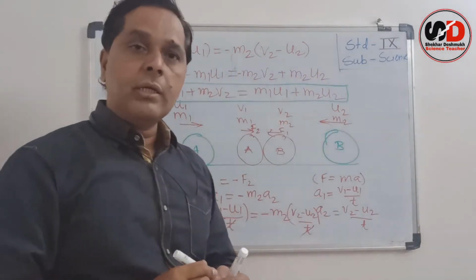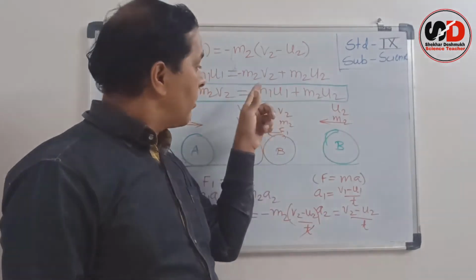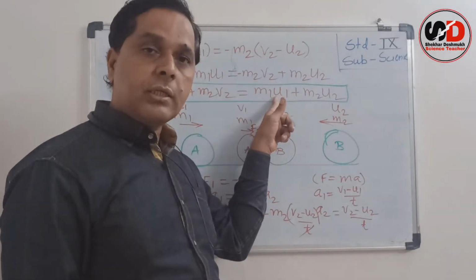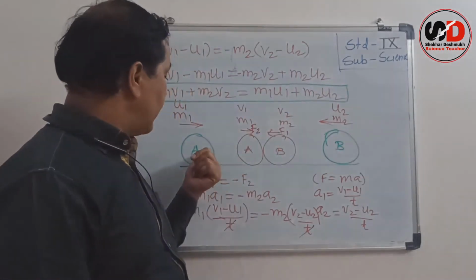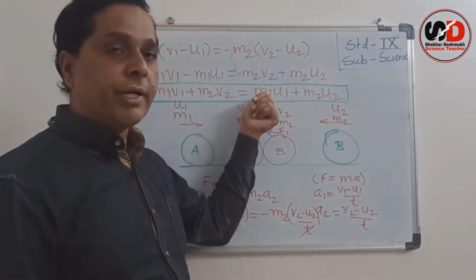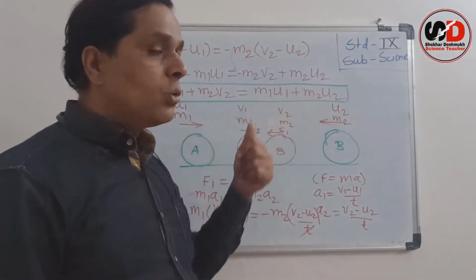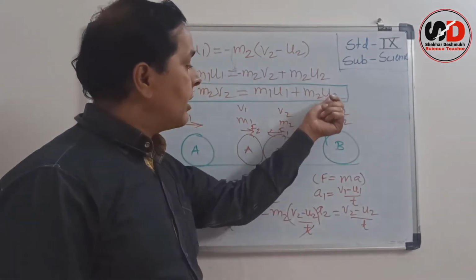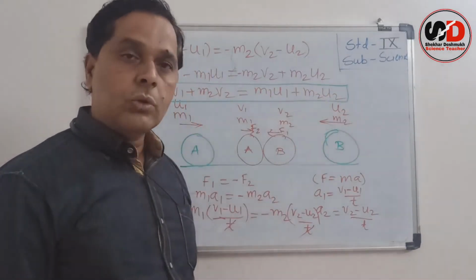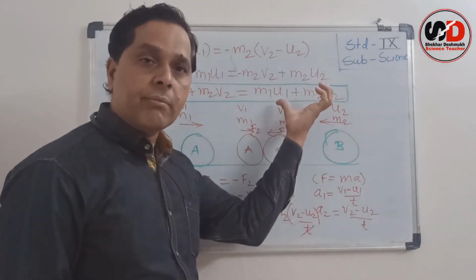Now tell me, what is m1u1? Mass into initial velocity for object A. So it is nothing but momentum. This we called the initial momentum of object A. What is m2u2? Initial momentum of object B. m2 into u2. So this is nothing but total initial momentum.